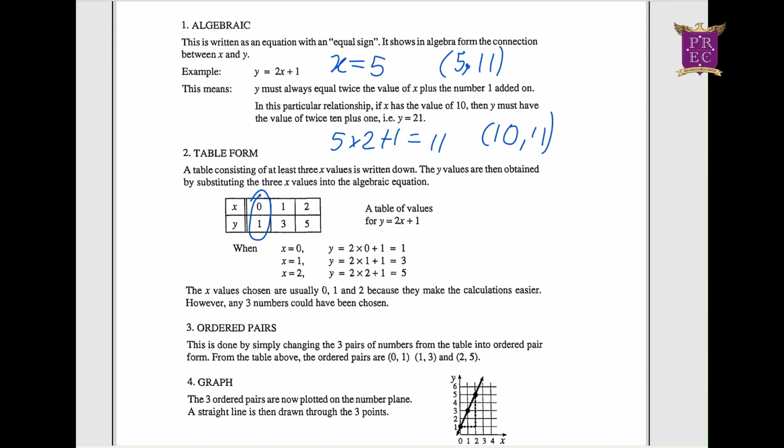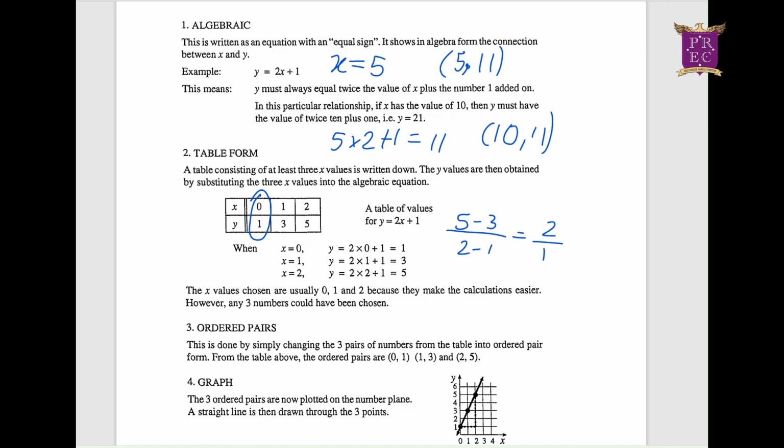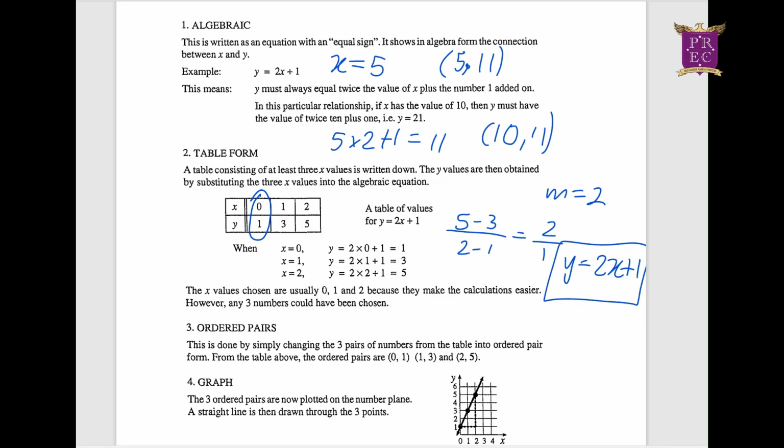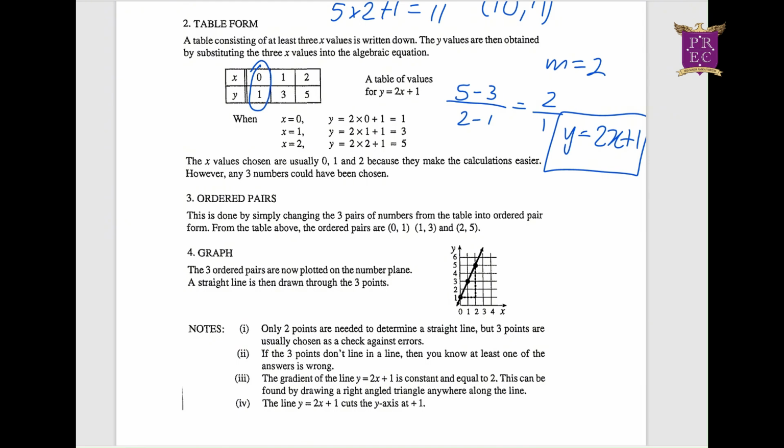y2 minus y1 will be 5 minus 3, and x2 minus x1 will be 2 minus 1, which is 2 on 1. We got our gradient to be 2, y is equal to 2x, and our y-intercept is 1 because x is 0. Whenever x is 0, we can find the y-intercept. So we have y is equal to 2x plus 1 as the answer. Okay, and these are some other ways you can graphically represent an equation.